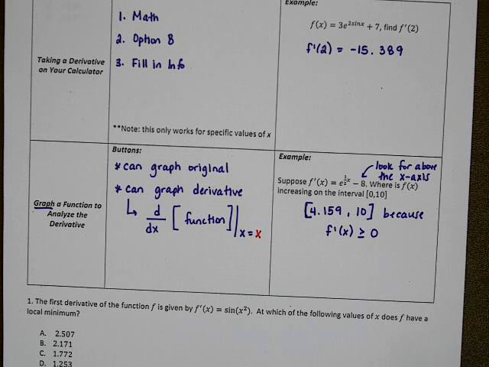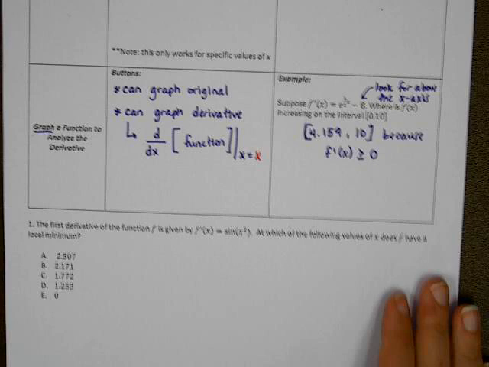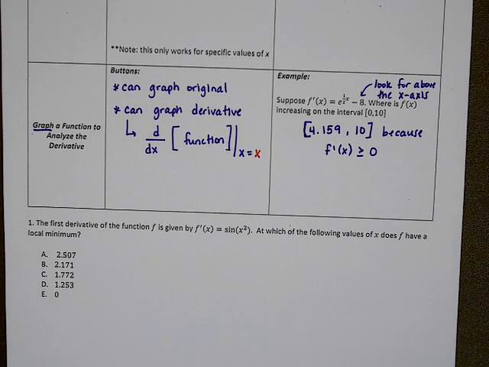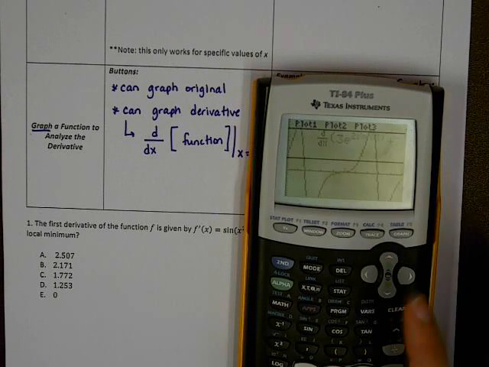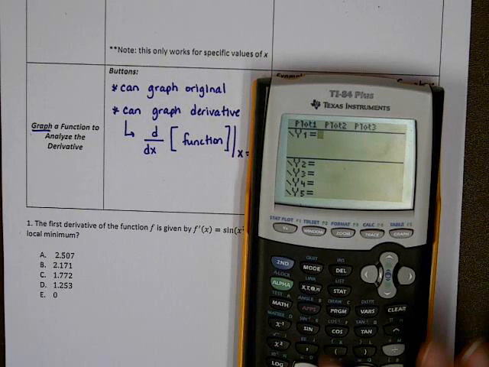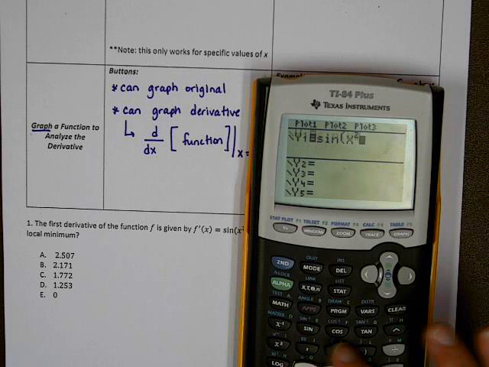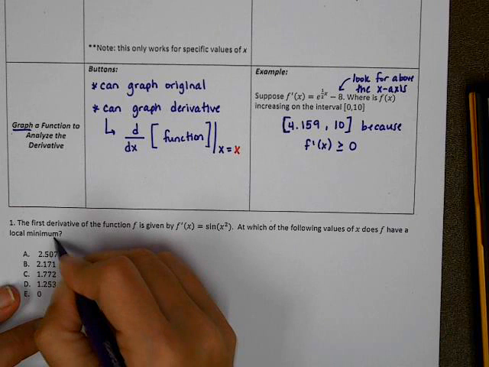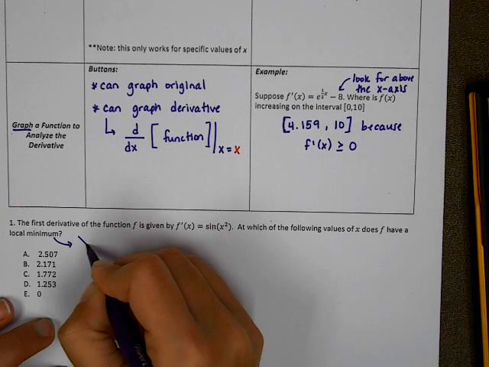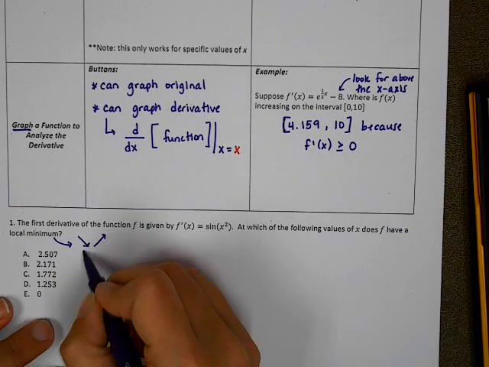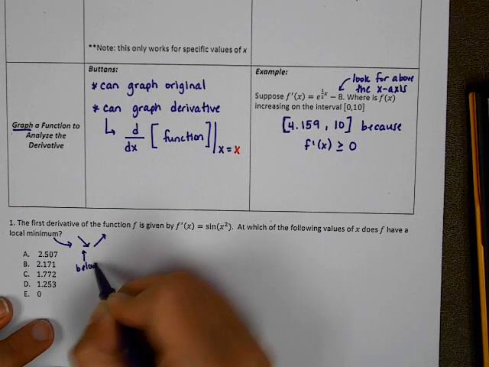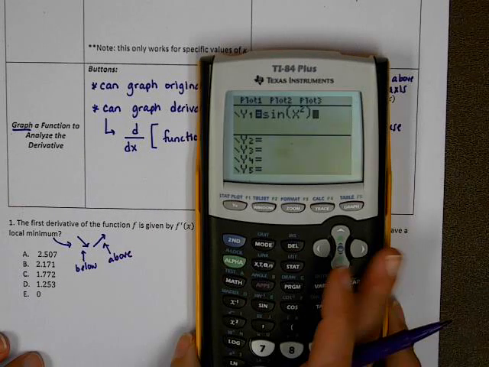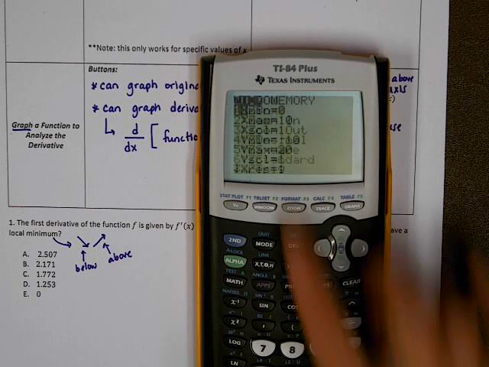So let's look at some sample problems from old AP tests. The first derivative of the function is here. At which of the following does f have a minimum? Well, let's take a look. We're going to graph the first derivative. So sine of x squared, because I know that if I'm looking at the derivative graph, a minimum is going to be where my graph changes from downhill to uphill, which means from below to above when I'm looking at the derivative. So I'm going to go to Window, I'm going to go to Zoom 6.